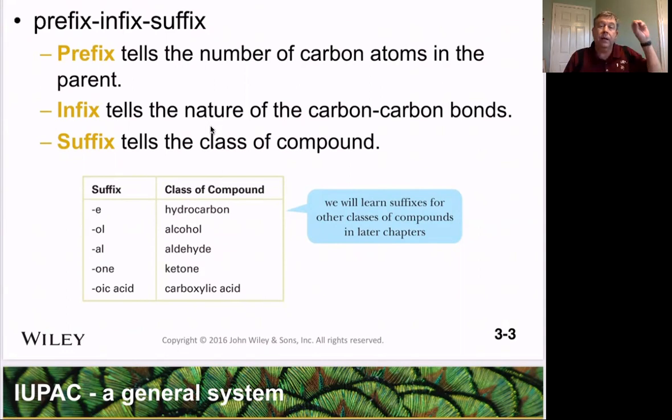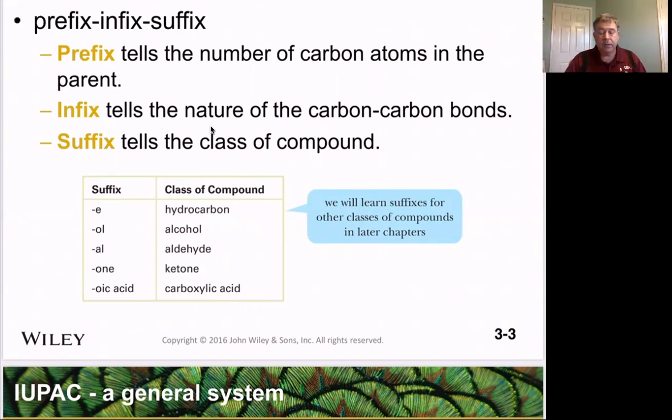So the prefix tells us the number of carbons, hexa. The infix tells us the type of carbon bonds. Ane is single bonds, ene is double bonds, yne is triple bonds, and the last letter at the end tells us whether it's just a hydrocarbon or some other functional group. So this follows through all of the different compounds we'll be going through in the entire semester. And we'll have different priorities for different groups, okay? So let's go over that one more time.